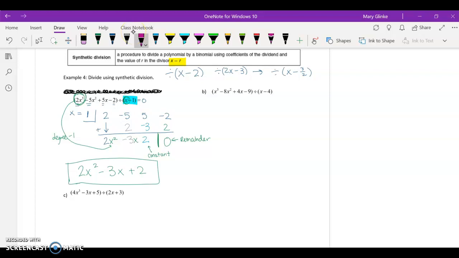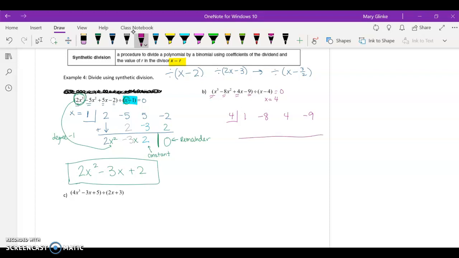Okay, let's go ahead and try this next one. We're going to find the 0 of our divisor, and it's going to be 4. So we put 4 in the box. We have x cubed, x squared, x, and our constant, so we're going to write our coefficients. Notice that I am putting a 1 as my coefficient to x cubed.